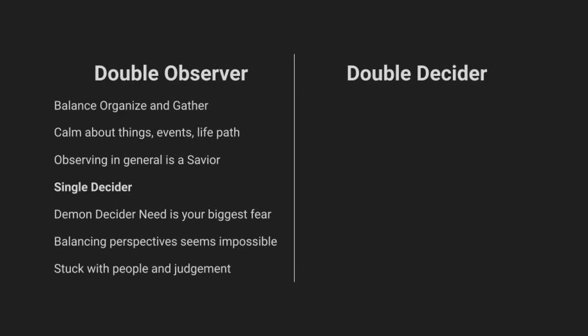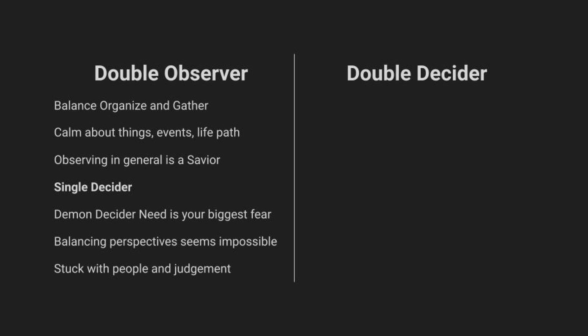Let's say you're relatively balanced on the observer human needs. That makes you a double observer. You have an innate ability and confidence about balancing, organizing, and gathering. It's not a big deal to go back and forth between updating information and sticking with what you know. You come about dealing with things and navigating events and your life path. Observing in general is your savior.